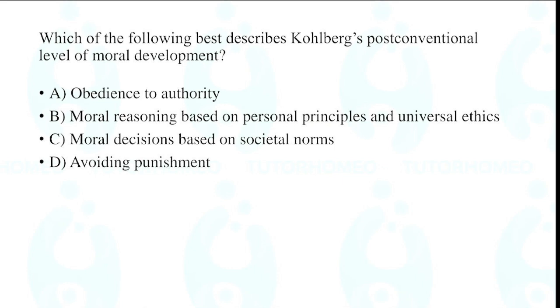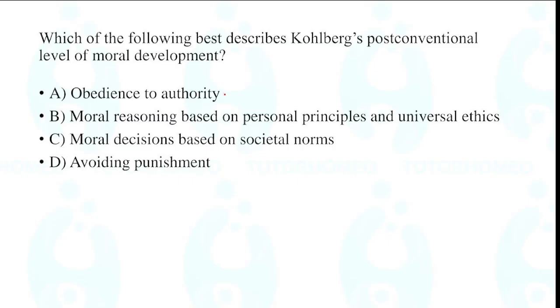Which of the following best describes Kohlberg's post-conventional level of moral development? Okay, post-conventional. If you remember, post-conventional is adulthood, correct? Wherein the moral reasoning is based on personal ethics. And what are the stages? We have principle and social contract. So what are the options which we have?